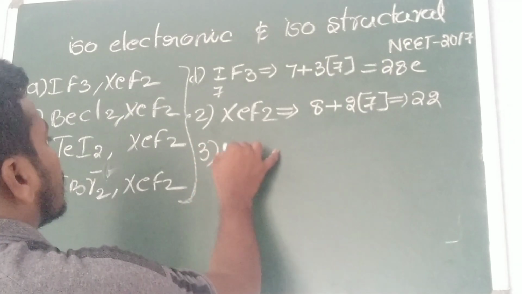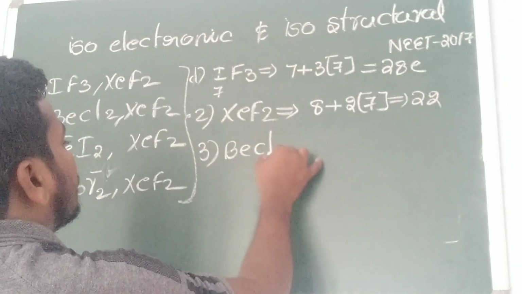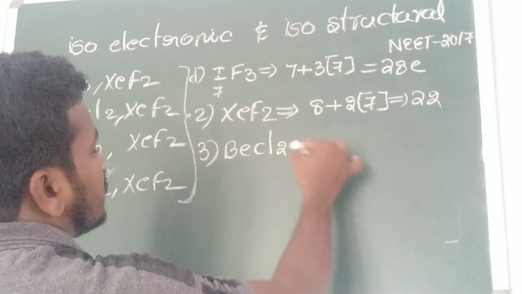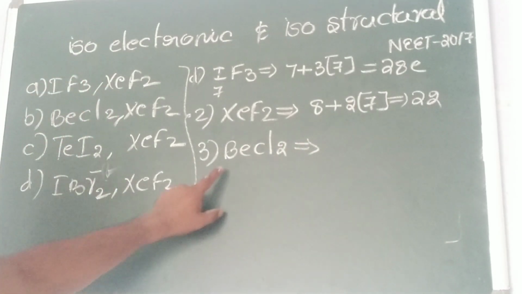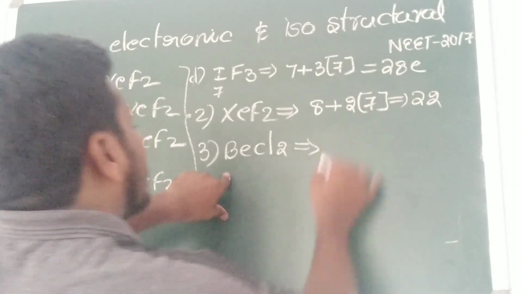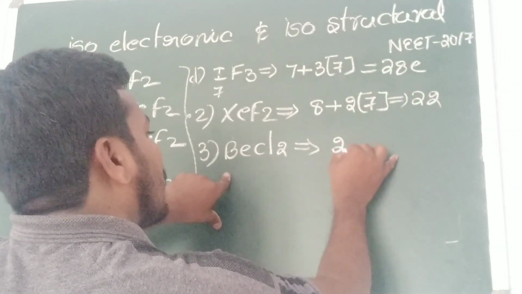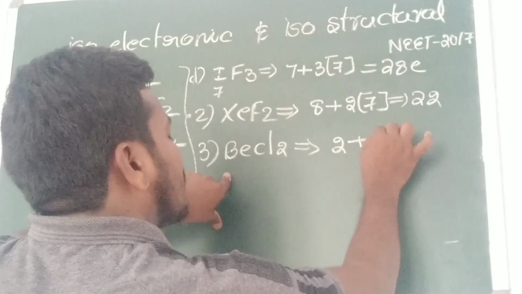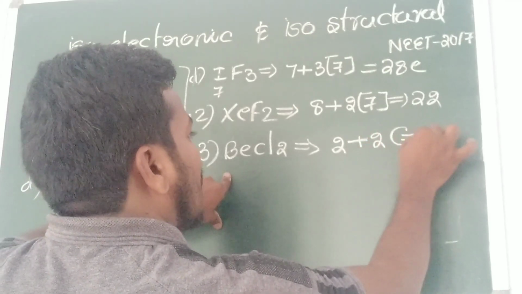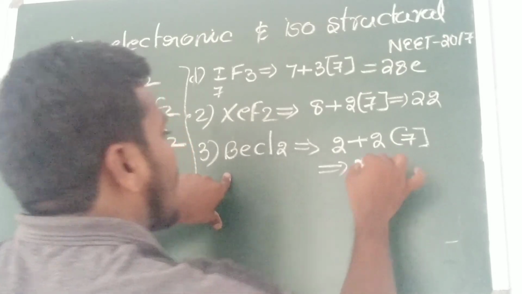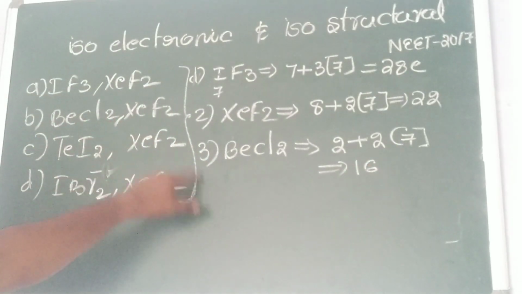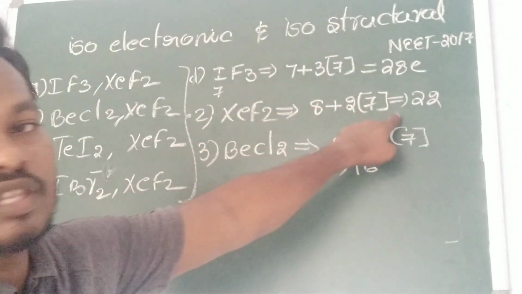Similar numbers of electrons should be present for isoelectronic species. Next, BeCl2. Beryllium has 2 valence electrons, plus chlorine has 7 valence electrons each, so in total we get 16 electrons. So BeCl2 has 16 and XeF2 has 22, so option B is also incorrect.